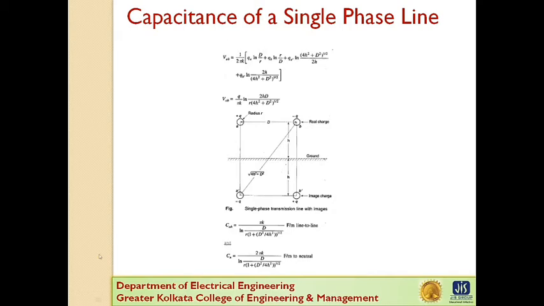Now CAB is equal to pi K by ln of d by r into 1 plus root over d square by 4h square Farad per meter line to line. And you all know what the neutral capacitance is: twice the capacitance between lines. So it is observed from the above equation that the presence of earth modifies the radius r to r into 1 plus root over d square by 4h square. For h large compared to d, the effect of earth on line capacitance is of negligible order. This is the normal case where h is larger compared to d.